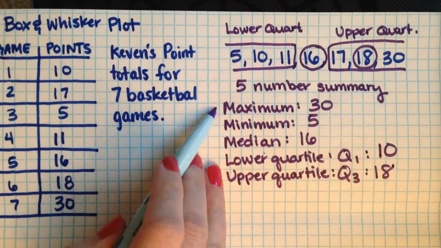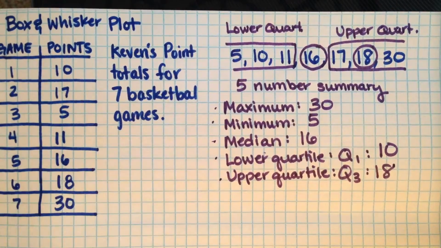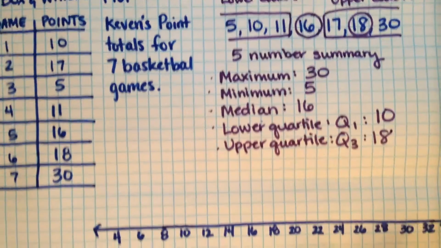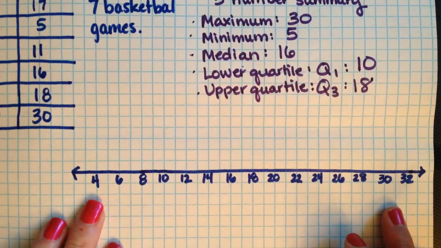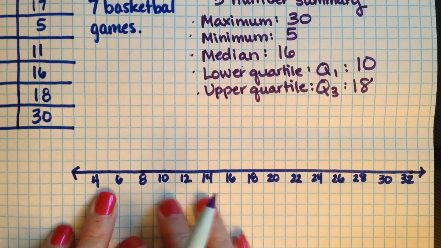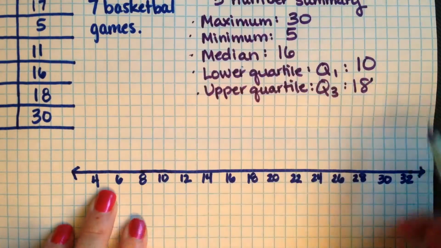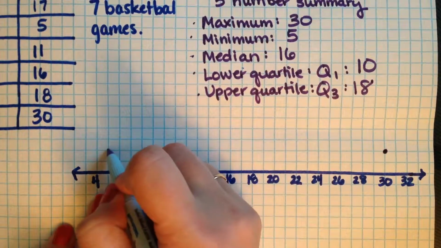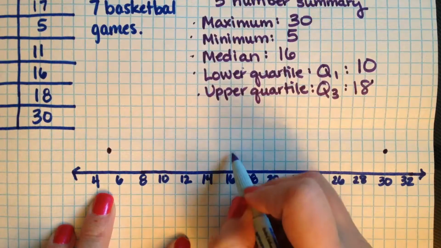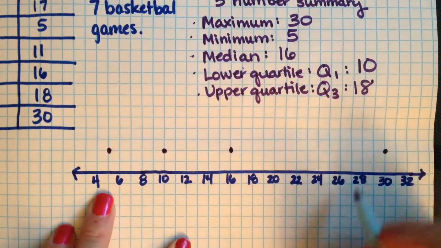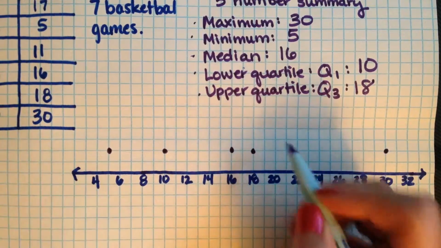Notice there are 5 numbers in the 5-number summary. Start with a number line that fits our data. Make sure your increments are equally spaced. We mark our data above the number line, so we can start marking with our maximum, our minimum, the median 16, the lower quartile is at 10, and the upper quartile is at 18.